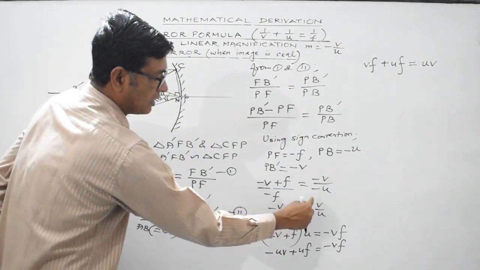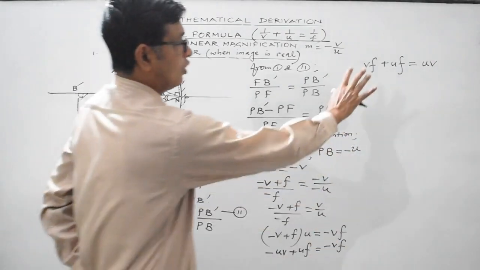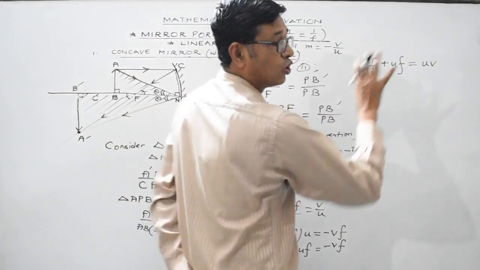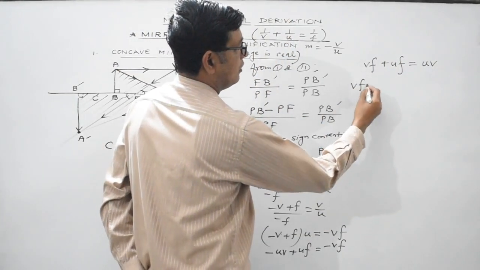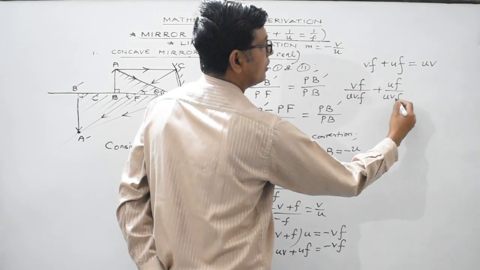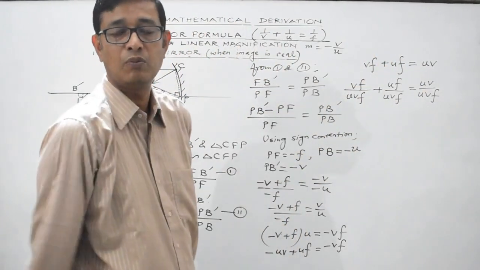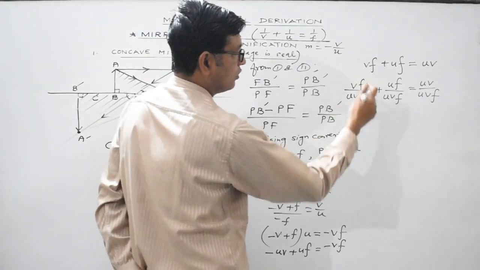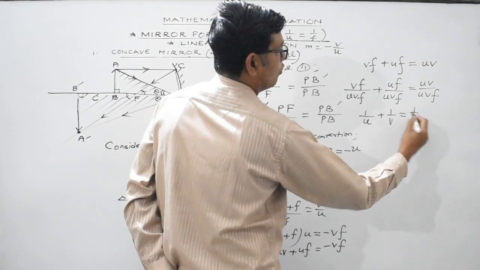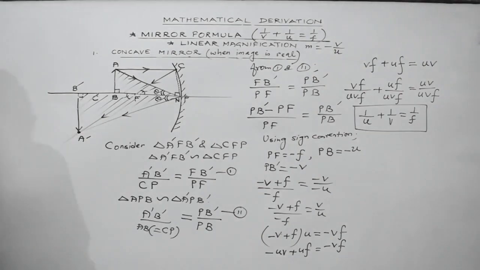Minus minus get cancelled, we'll be left with this and simply cross multiply it. Clear? So we'll obtain this. And in the last step, what you need to do is divide throughout by UVF. So let's see. VF divided by UVF plus UF divided by UVF is equal to UV divided by UVF. What I've done is divide on both the sides throughout by UVF. So what is left is 1 by U plus 1 by V is equal to 1 by F. So that's the mirror formula for you.